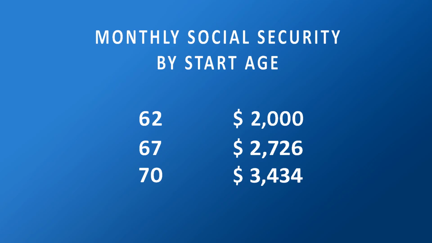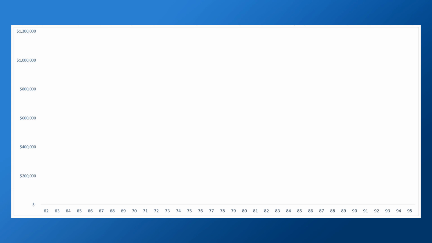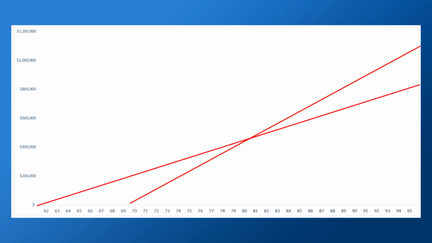That's the basic concept, but with something as important as deciding when to start taking Social Security benefits, you need specifics. Here's our middle-class individual again, showing monthly Social Security benefits beginning at 62, 67, and 70. This is total benefits received based on the lower rate beginning at age 62, and this is total benefits received based on the higher rate beginning at age 70. Where the two lines intersect, right around 80, is the break-even point.